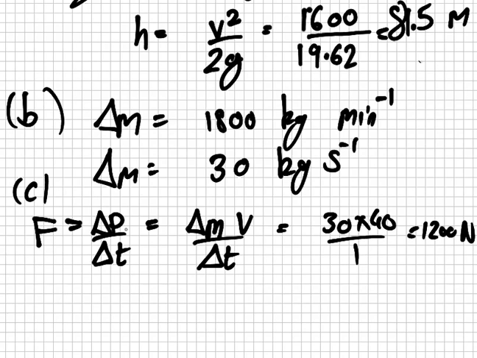I didn't finish B? Yeah, the question is what's the momentum given to the water? Okay, sorry, I just got what was the mass per second. Momentum is mass by velocity, so I just multiply this by 40, and I have 1200 there. Is 40 the speed? It is, isn't it? So just multiply this by 40 and I get 1200 kilogram meters per second.